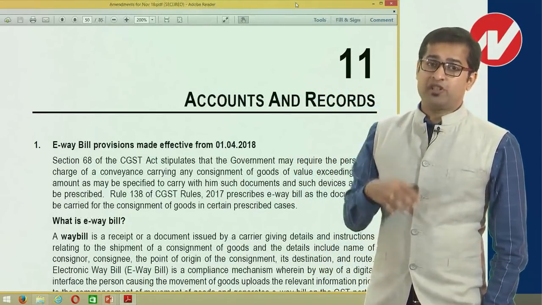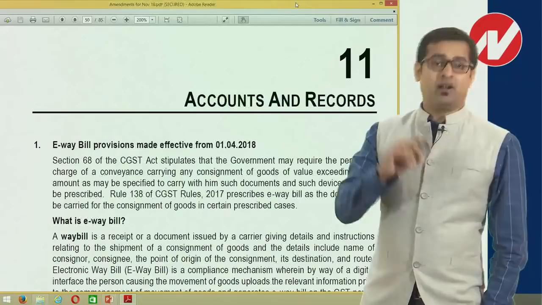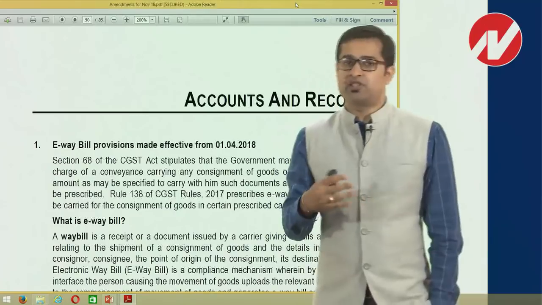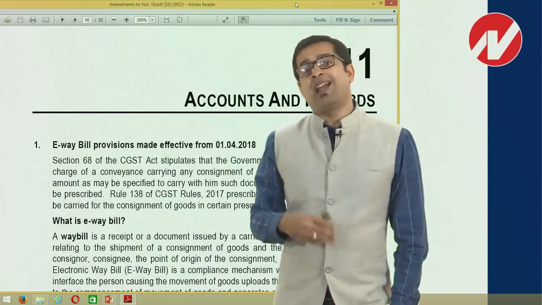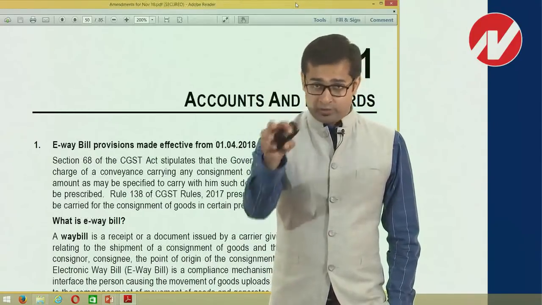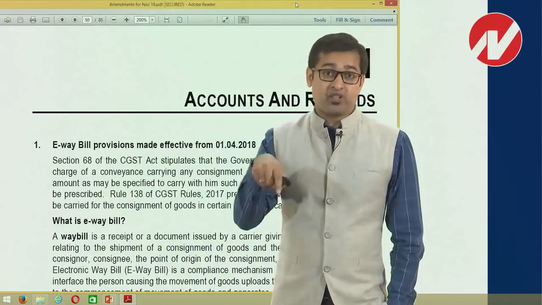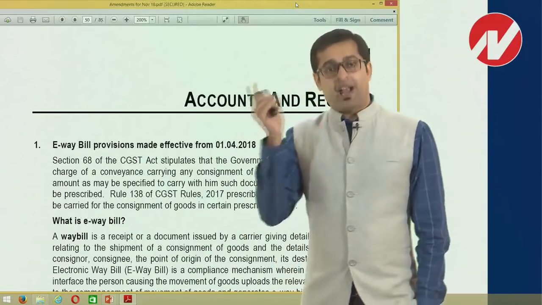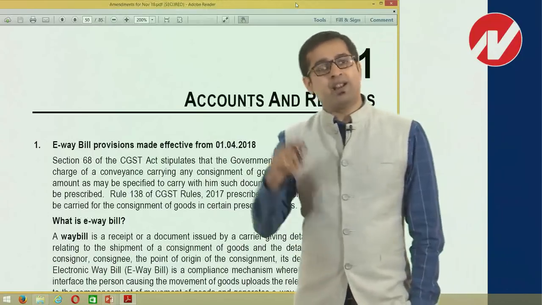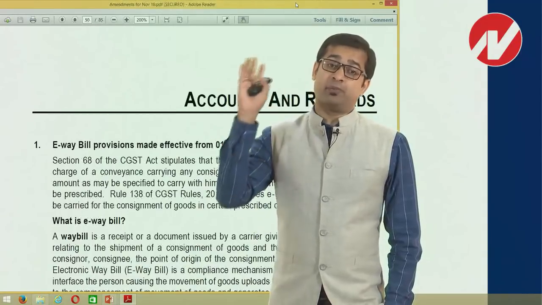It is applicable in case of supply of goods and supply of services where movement of goods is required somewhere to complete the services. For example, if I take the help of a job worker to manufacture my goods, obviously I'll send my goods to the job worker, he'll do the processing and he'll give it back to me. So technically it's a supply of services, but that transaction also involves movement of goods. And whenever movement of goods is there, it requires an e-way bill as a document, as a proof.